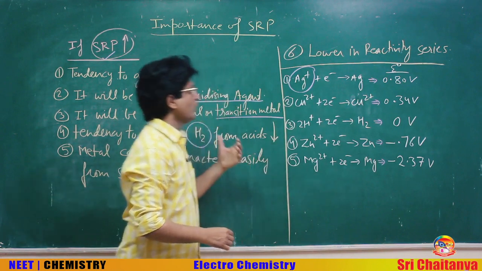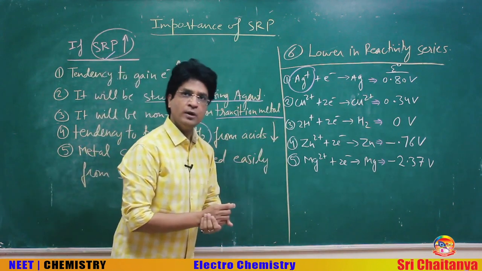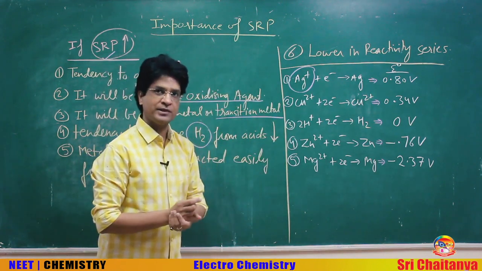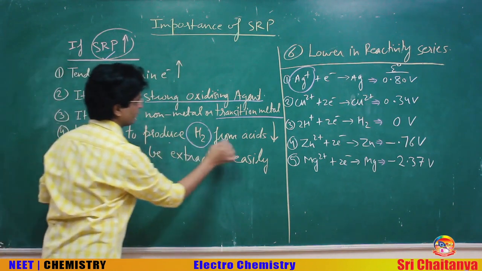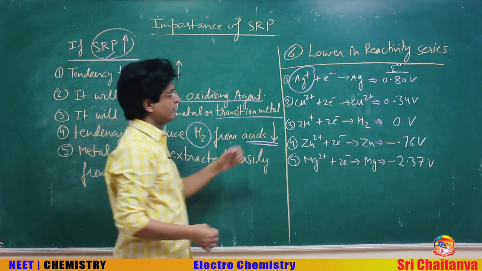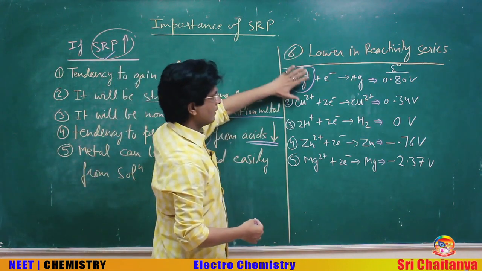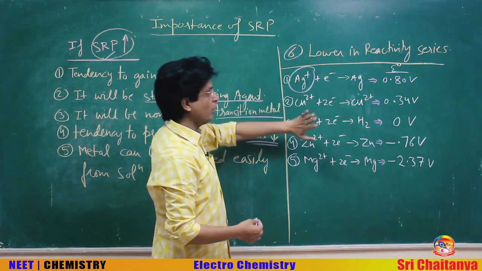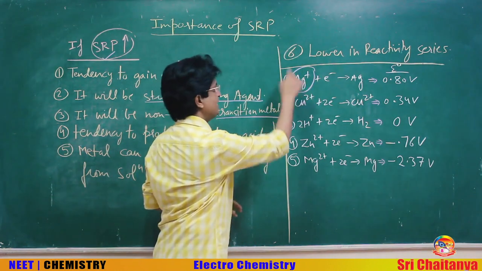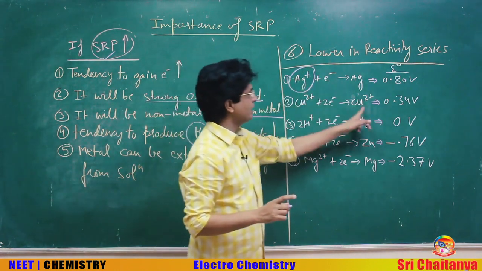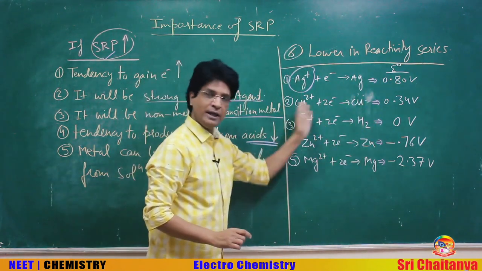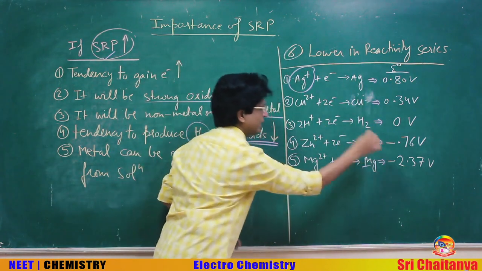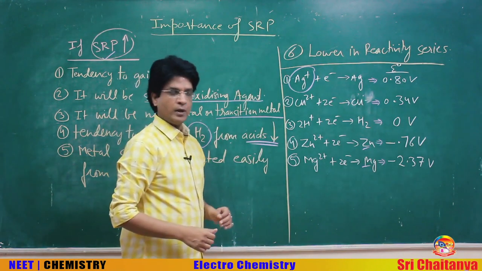If I ask you which of the following will produce hydrogen when they react with acids, I told you that if the SRP is higher, the tendency to produce hydrogen from acids is lower. In fact, the elements which are above hydrogen in the SRP table will not produce hydrogen. So Ag+ and Cu+, or you can say Ag and copper, will not produce hydrogen when they react with the acids. Only zinc and magnesium will produce hydrogen.